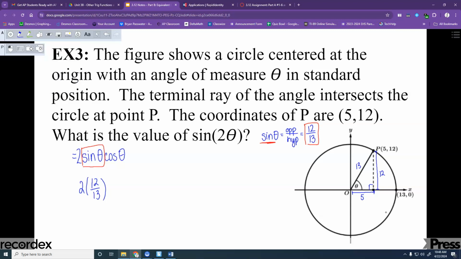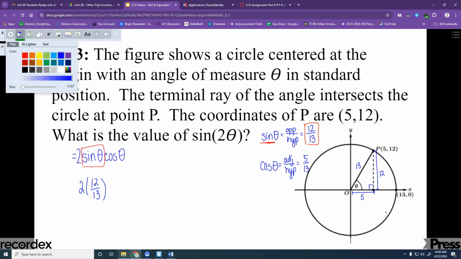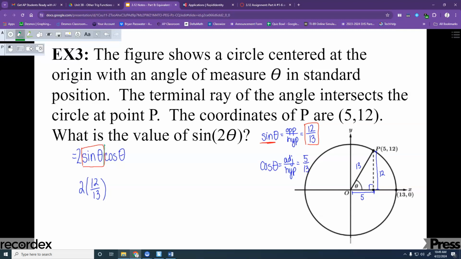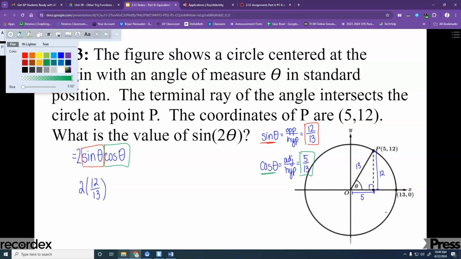if we go over here, do the same thing. We need cosine. So cosine of theta is going to be our adjacent side over our hypotenuse. 5 over 13. Very good. So if we look over here for that, this is our cosine. Right here with cosine, it equals 5/13. So we plug that in.